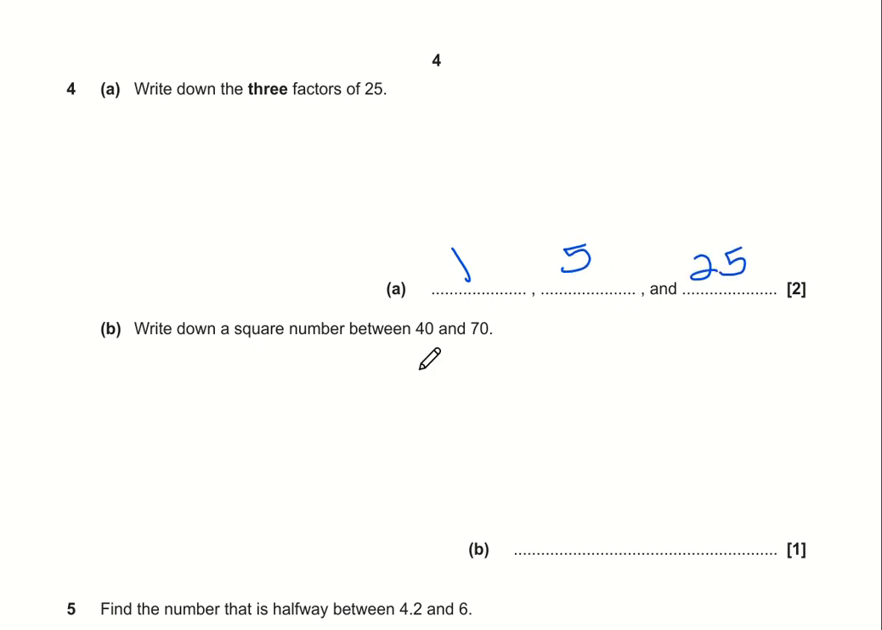Write down the square numbers between 40 and 70. What does the square number mean? A square number means if any number is multiplied by itself, we will get the square number. Like after 40, we will get 49. 49 means 7 times 7, and 64 means 8 times 8. Okay.